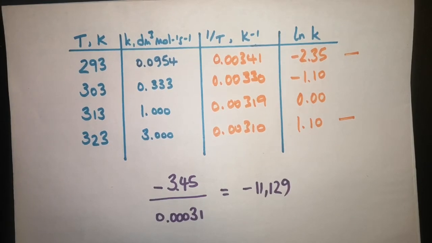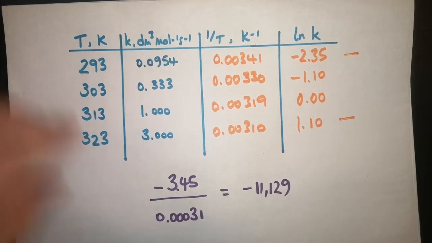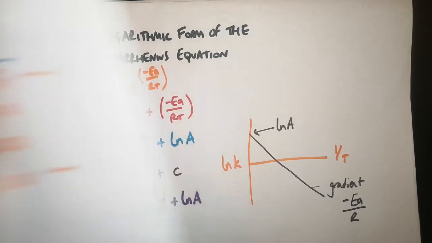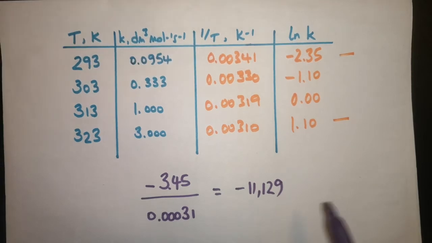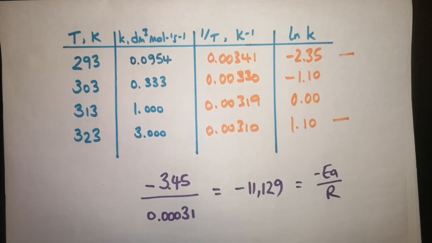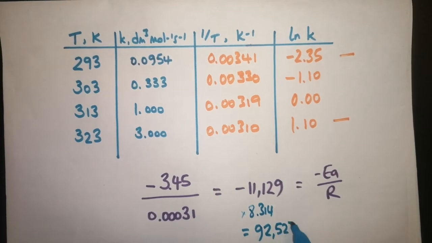So let's think about what we need to do with that. Remember that the m is minus Ea over R. So this value is minus Ea over R. In order to get the activation energy, I need to multiply by R. If I take minus 11,129, multiply by 8.314, then I get an answer of 92,527.